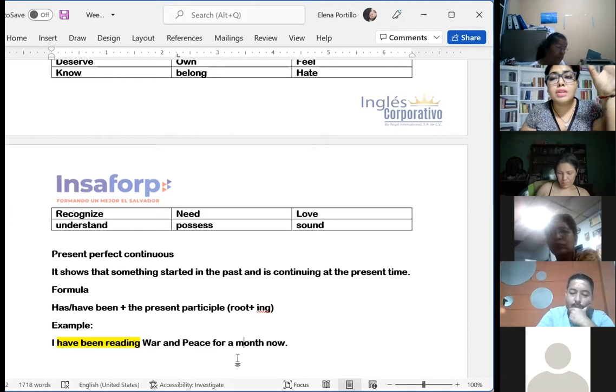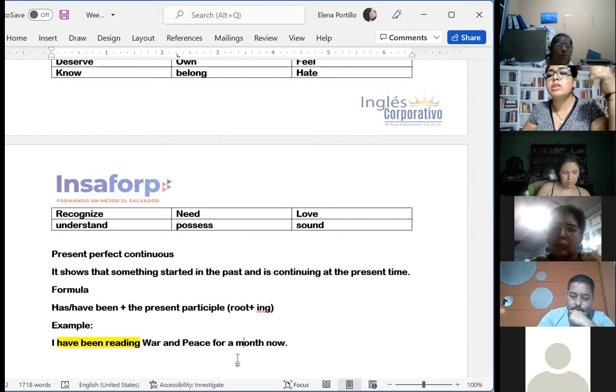En este caso, estamos hablando de acciones que comenzaron en el pasado y que continúan en el presente, como en el ejemplo. He estado leyendo Guerra y Paz desde hace un mes, por ejemplo. Entonces, yo comencé hace un mes y todavía lo estoy haciendo. Action that began in the past and continuing in the present.